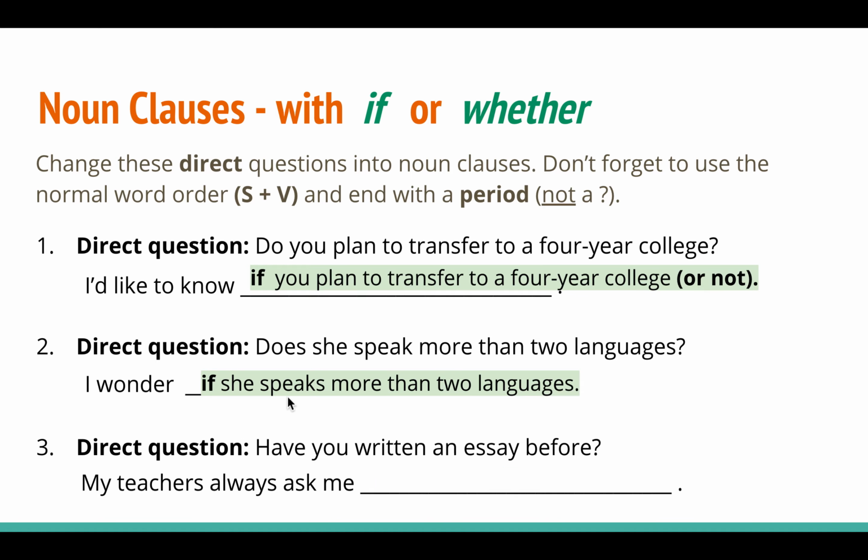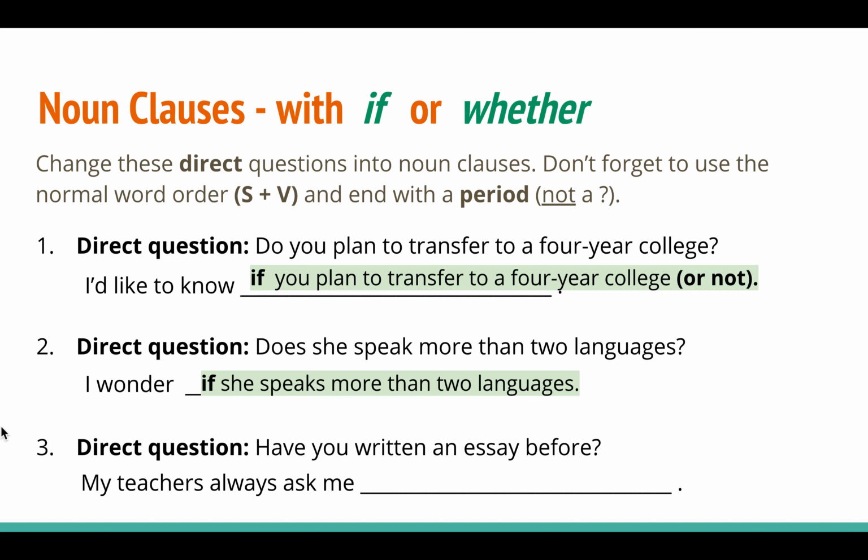Oops, one thing I forgot to talk about. Notice here we have the auxiliary verb does, and the subject is she. So in order to have subject-verb agreement, we know we're going to get rid of the auxiliary verb or the helper verb, but then the subject and the verb need to agree, so I've added an S here. It would not be correct to say if she speak, because she needs to have a third person singular verb.